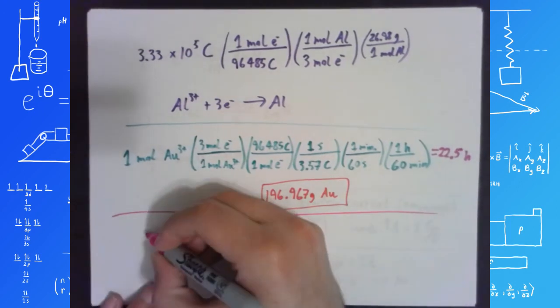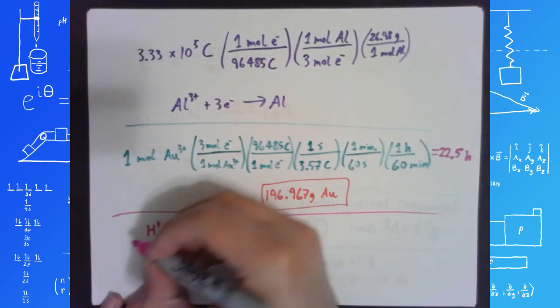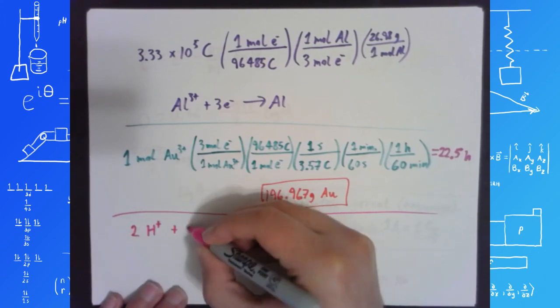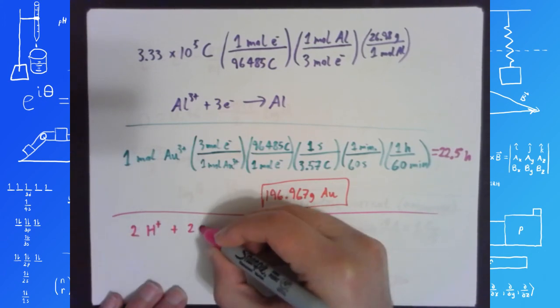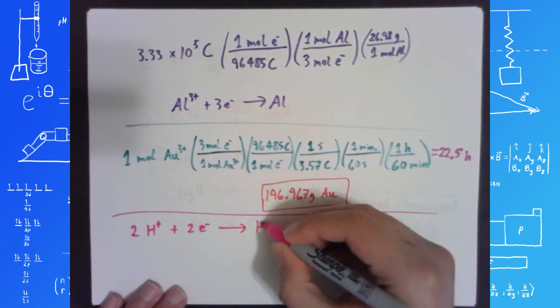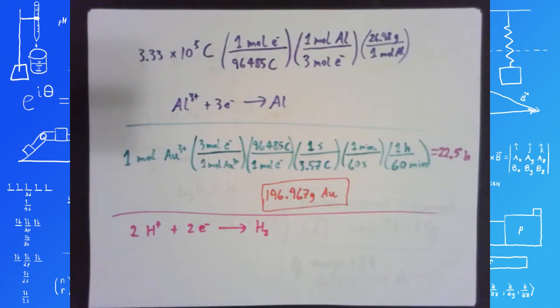So we've got, you would take hydrogen ion, 2 moles of hydrogen ion react with 2 moles of electrons to produce 1 mole of hydrogen gas. So then you can calculate if it's 2.345 amperes for 45 minutes.